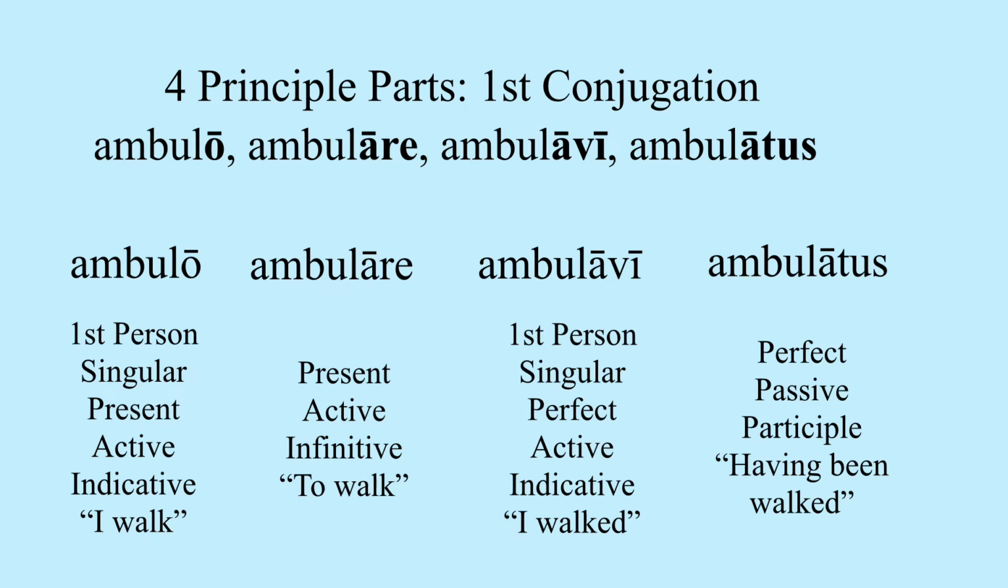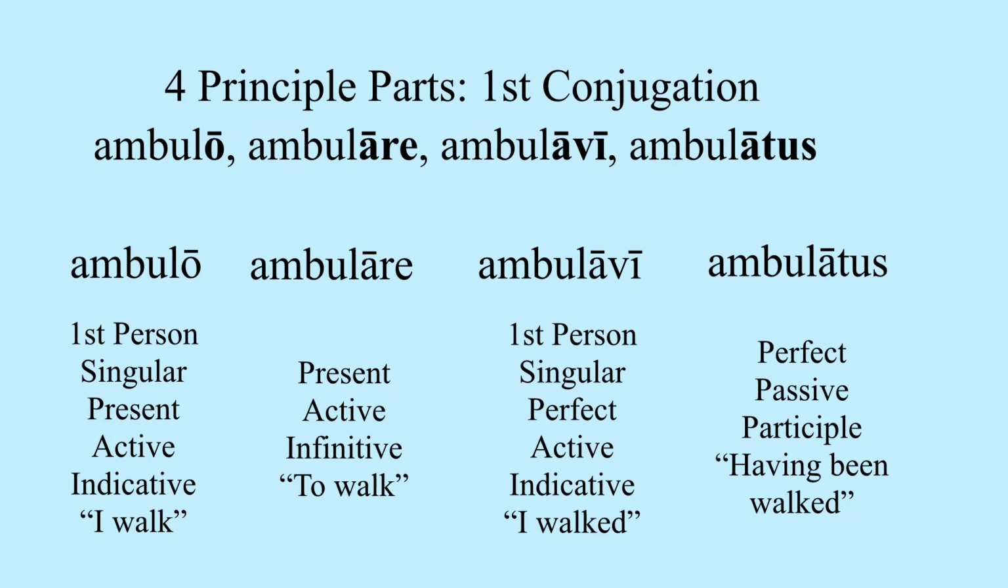Just to assuage your curiosity, I'm sure you want to have a brief look at what these four principal parts mean. So ambulo, that is our first person singular present active indicative. That form we can translate I walk, I sing, I give, etc. Ambulare, the ARE version, the second principal part, is the present active infinitive. To walk, to sing, to give.